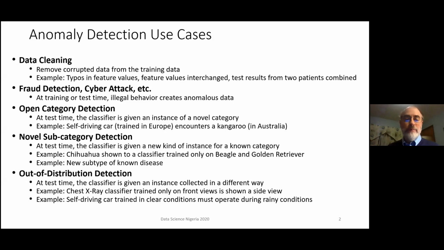So an example might be a robotic car that was trained in sunny and dry conditions, but then needs to also operate successfully in wet and rainy conditions. So I think these are the main use cases. There are probably others that I haven't thought about, but the point is anomaly detection could be very useful across a wide range of problems.